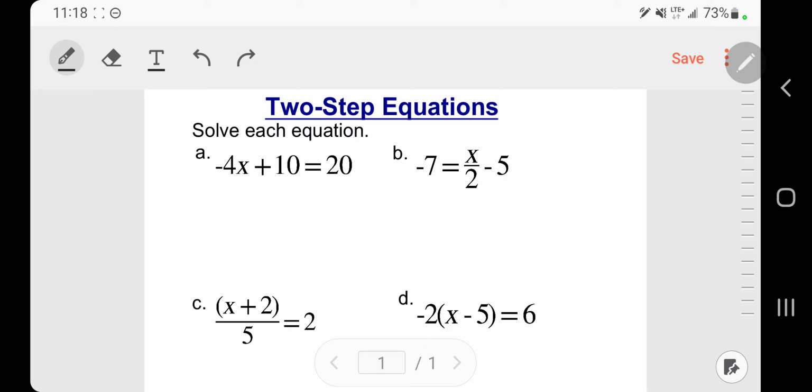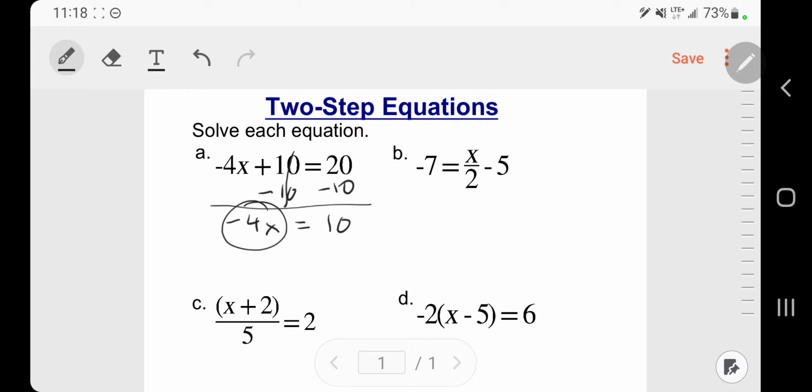So in the first one, we have negative 4x plus 10 equals 20. The first thing I'd want to do here is get rid of this plus 10. I would do that by using the inverse operation, which means I would be subtracting 10 from both sides of my equation. It's an equation, so what you do on one side of your equation, you must also do in some form on the other side as well. So I'll bring my negative 4x down. 20 minus 10, that's going to give me a positive 10. And now I'm left with negative 4x equals 10.